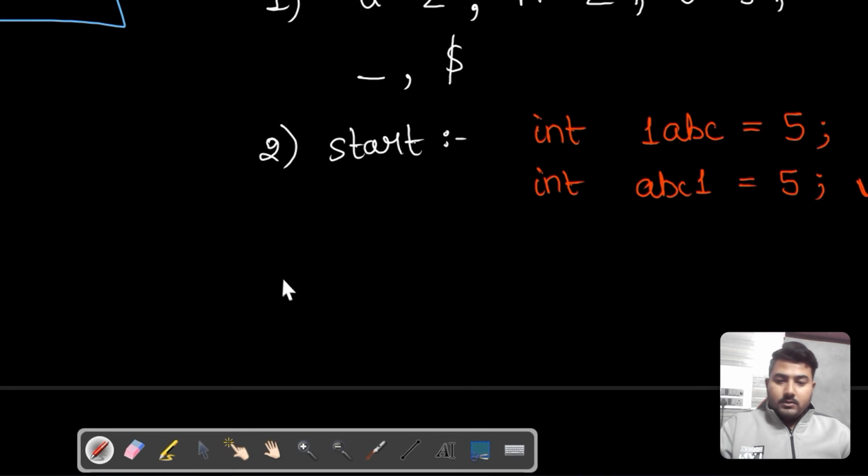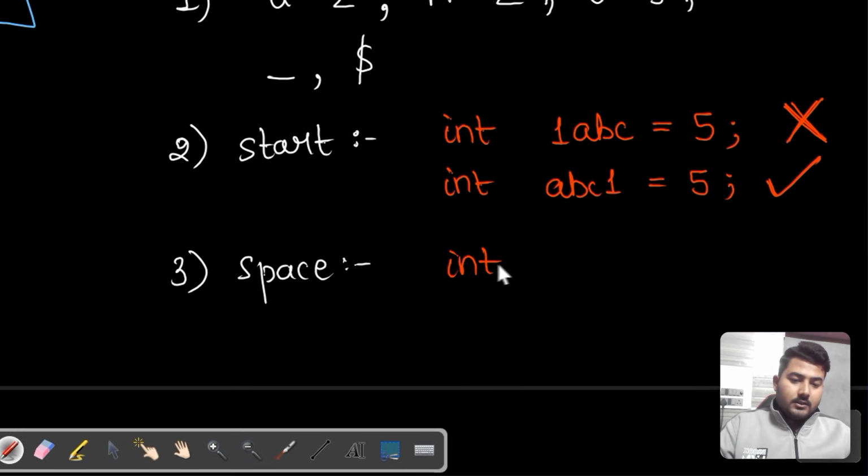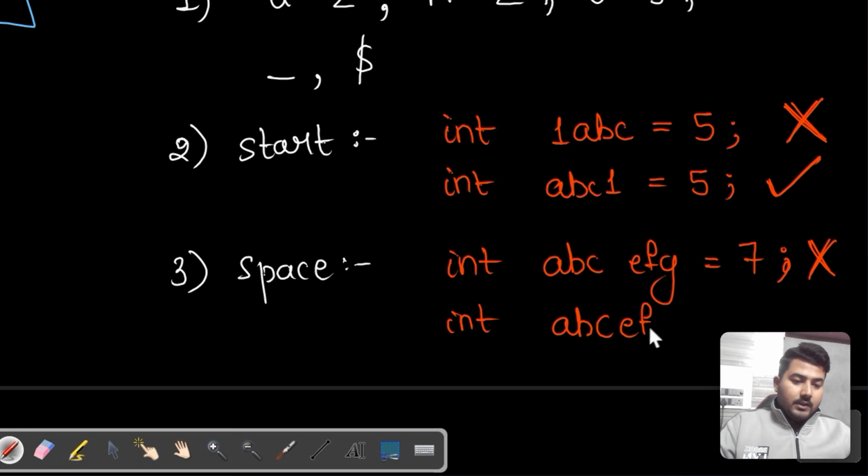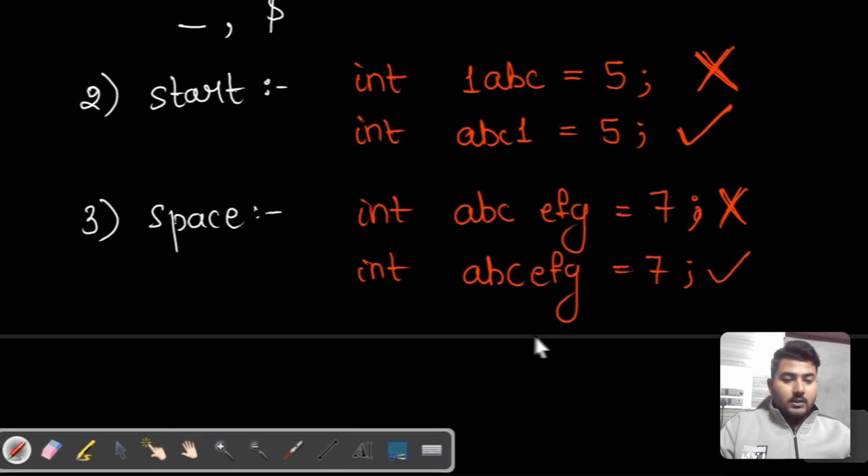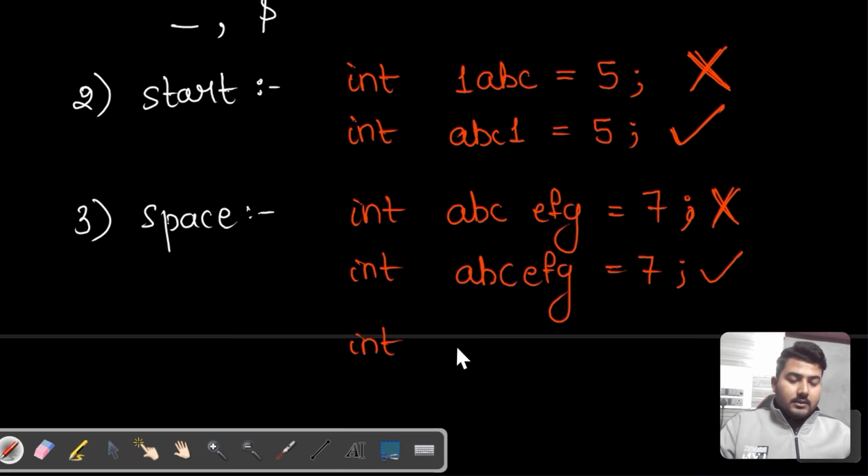Also, there is another rule: you cannot have any space in between the variable name. If you try to say int abc efg is equal to 7, that is invalid. You cannot have space anywhere in the variable name. You have to create the variable without a space. Or if you still need some space, what you can do is use abc, then an underscore, and then efg equal to 7. That is also totally valid.